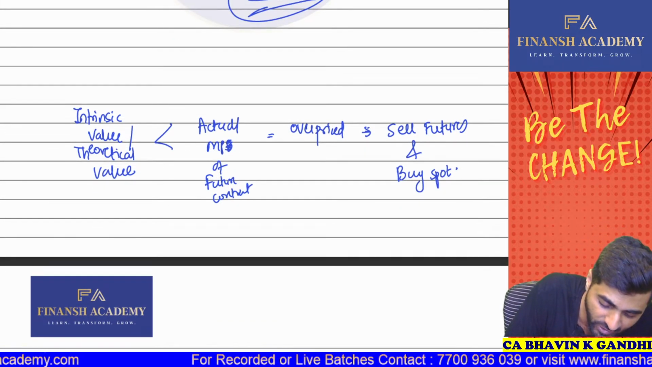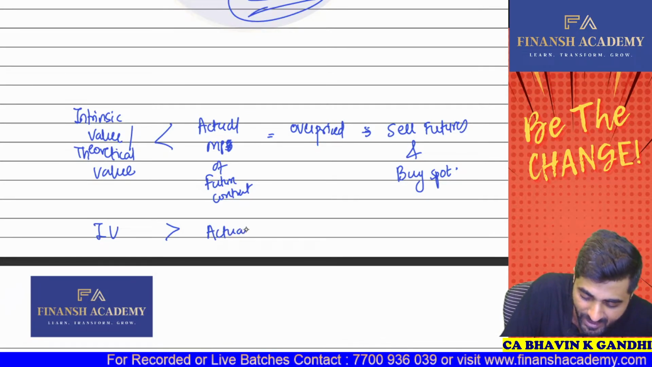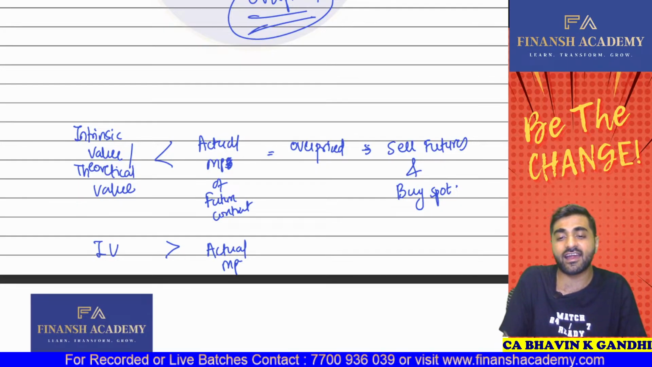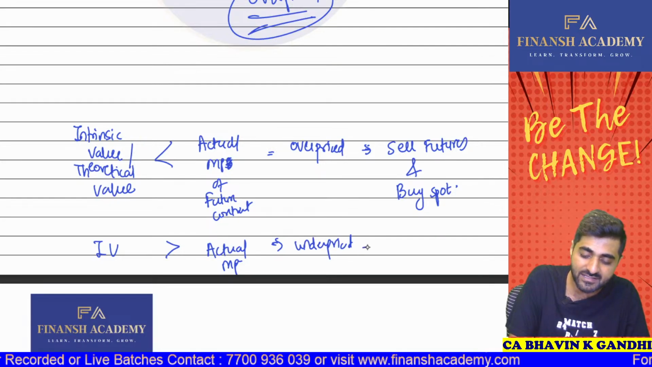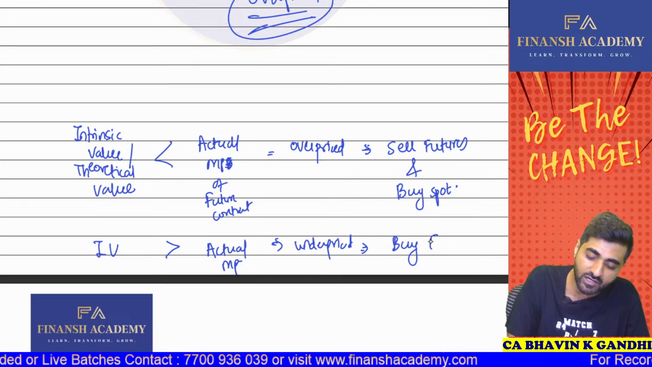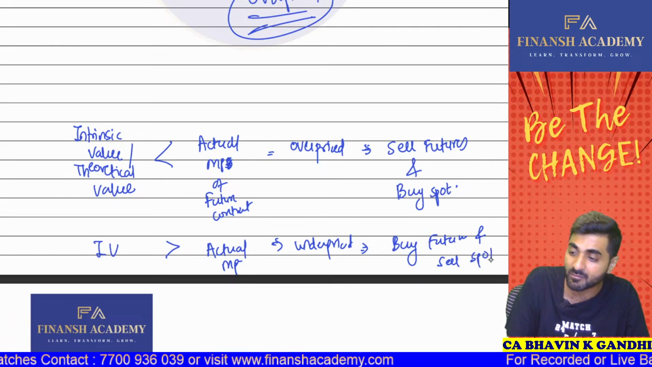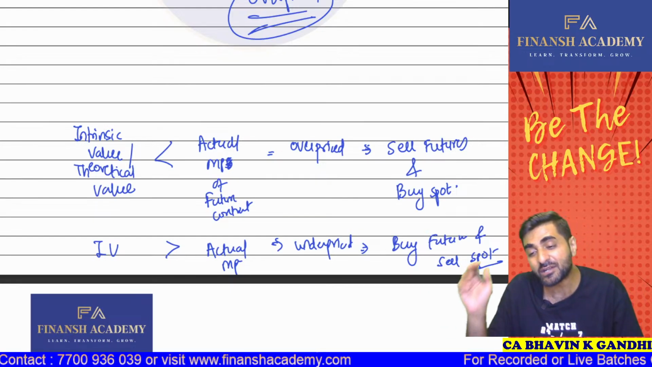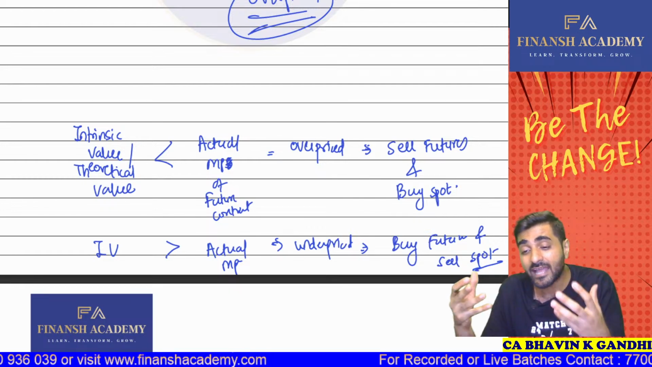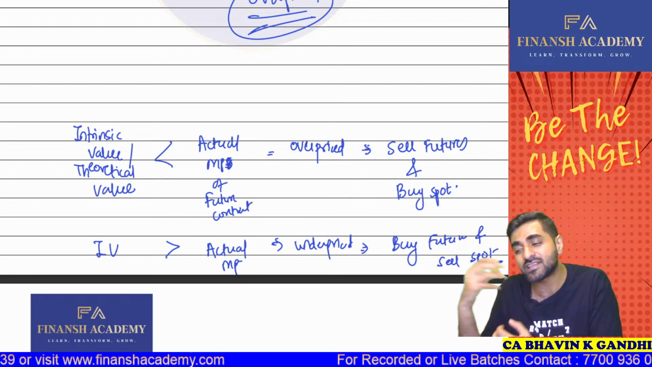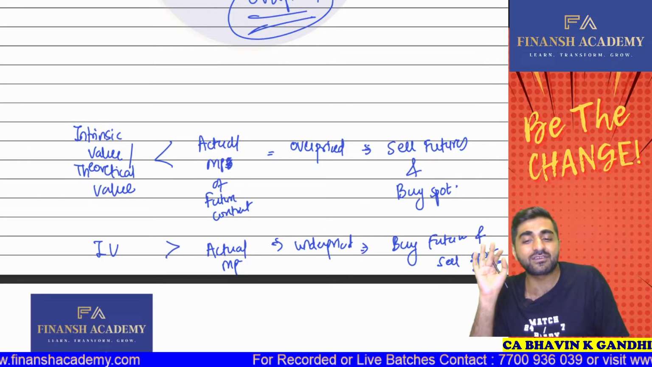And my dear students, if your intrinsic value is greater than the actual market price of the future contract, then we consider that it is underpriced, and we will buy futures and enter into a short position in the spot market. So we first need to judge the arbitrage between the future and the spot market: what is the theoretical value, and what is the actual market price. Based on this, we will come to know whether we should buy or sell.